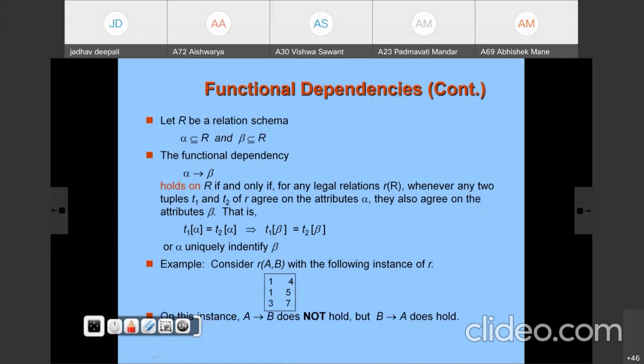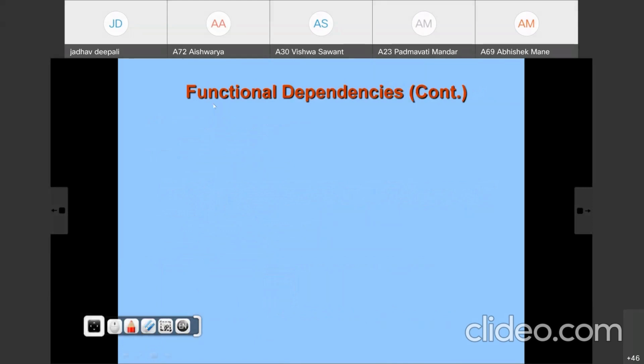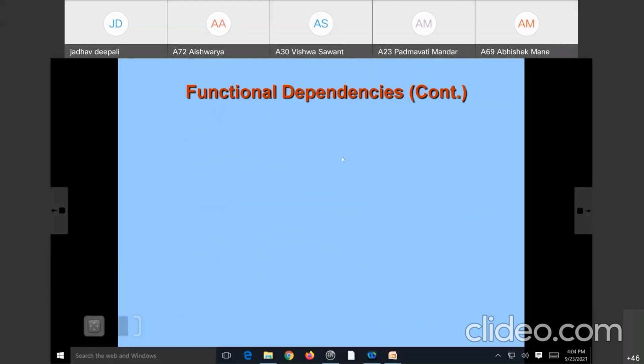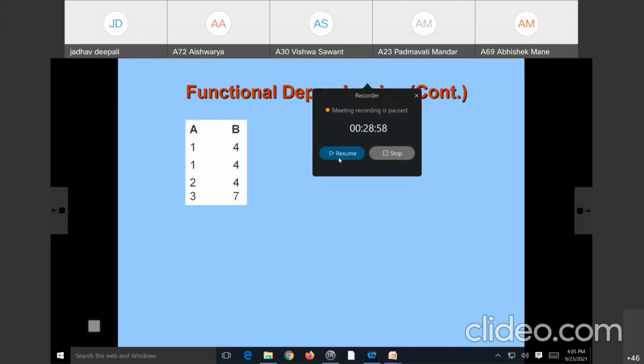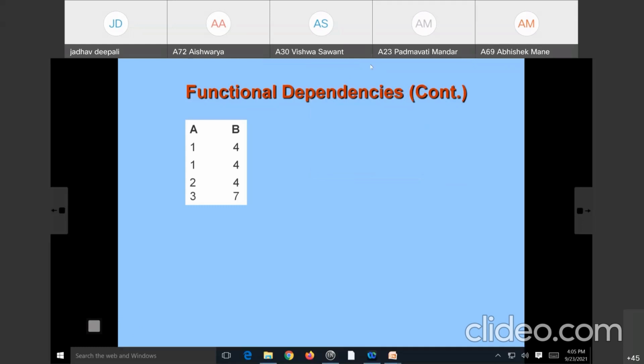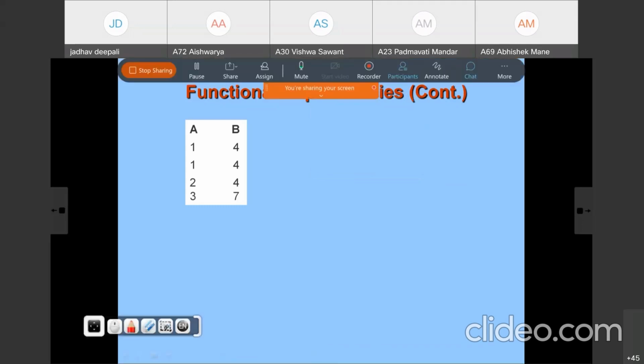Okay, A tends to B does not hold, but B tends to A holds. Now see another example. In this example, A and B are the two attributes. Now we are going to check whether A tends to B or B tends to A. So here A tends to B is there.